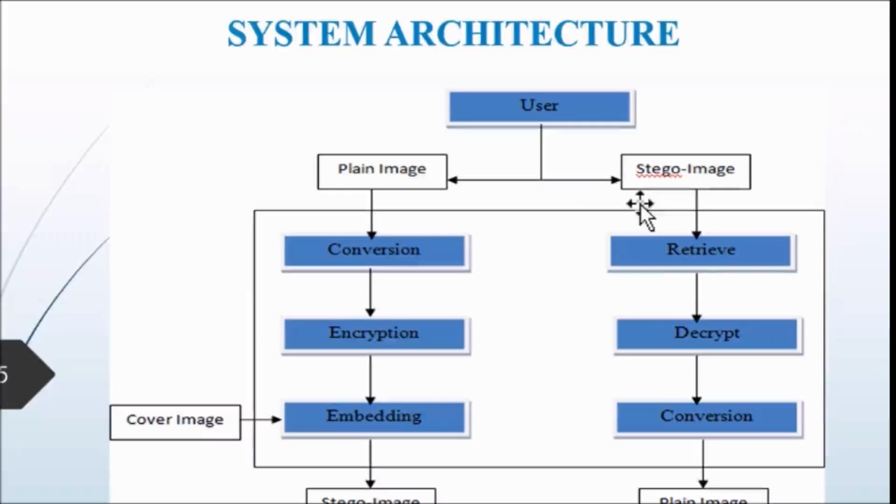This process gets reversed: we take this stego image from the user to retrieve the original message by the decryption method, and it gets converted again into pixels. And finally we get our original image, that is, the plain image.